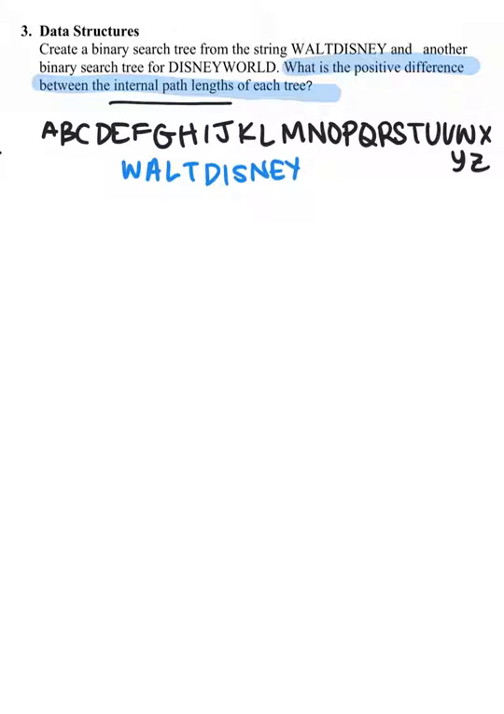I always write out the alphabet so it's easier to compare different characters. Our first node is the first letter in the string Walt Disney, which is a W. From there, A is less than W, so it goes to the left of W. Now we look at L. L is less than W, so it's going to the left of W, but it's greater than A, so it goes to the right of A.